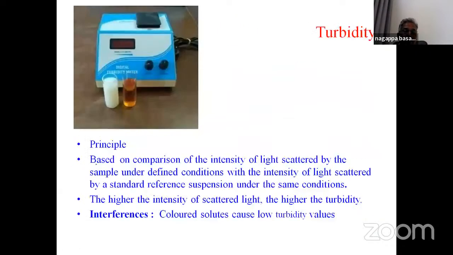It is simple: fill this vial and insert it in the instrument. It is going to give you the turbidity value. If a dilution factor is there, multiply the reading by the dilution factor.